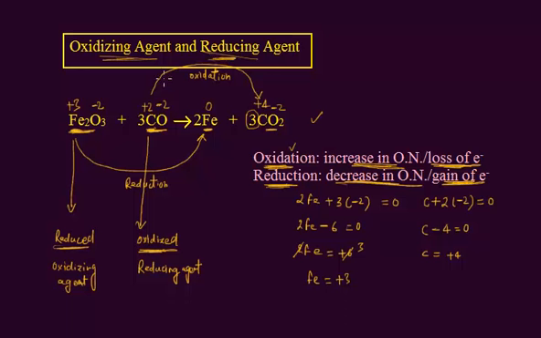Well, the simplest way to identify the oxidizing agent and reducing agent in a redox reaction: first we find out the atom which is being reduced and which is being oxidized in the reaction. The atom which is reduced in the reaction acts as an oxidizing agent, and the atom which is oxidized in the reaction acts as a reducing agent.